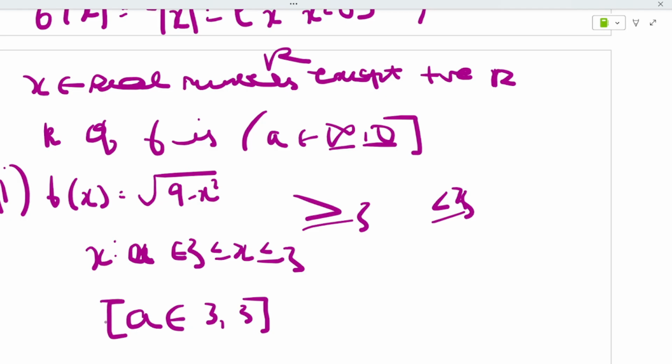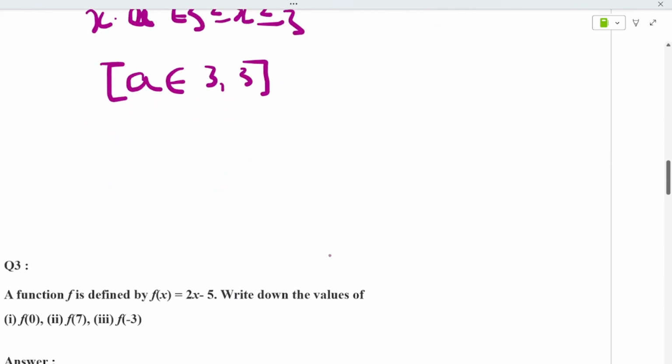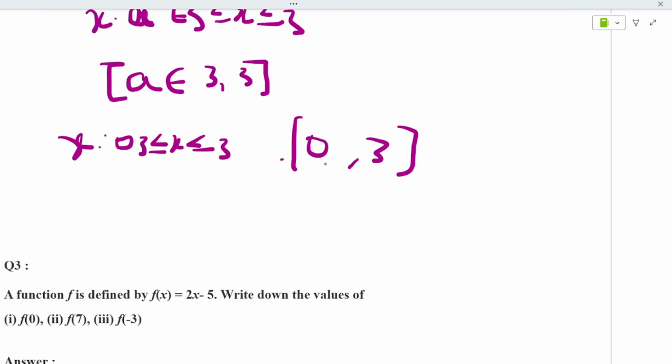Here you observe, I have written square brackets on both sides. You should observe and be careful in that. Now we can write the range. With the same constraint, x is greater than or equal to minus 3 and less than or equal to 3, the range is 0 to 3. Okay, you can write the range as 0 to 3.